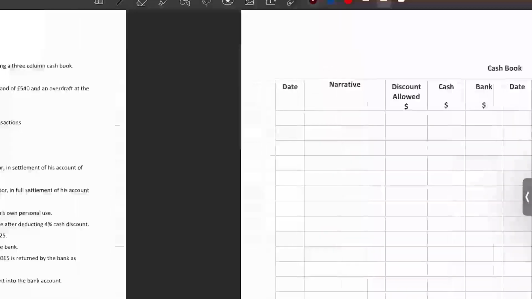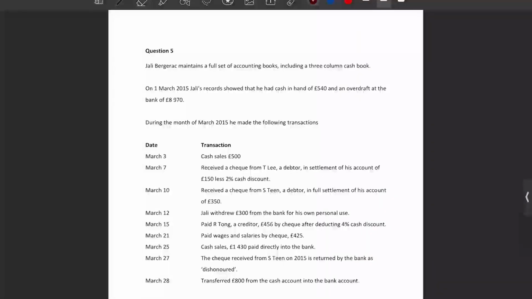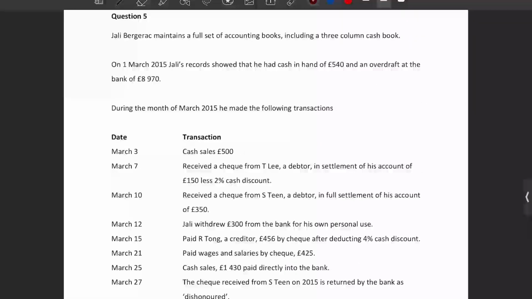Okay. Let's start with the opening balance. Can you read it? Cash, asset or liability? Asset. In accounting, assets will always have a debit balance or a credit balance? Assets will always have a debit balance. Look at the date, 1st March 2015, right? 1st March 2015, cash in hand balance is how much? 540. Cash is always an asset. Therefore, you need to enter this balance on which side?